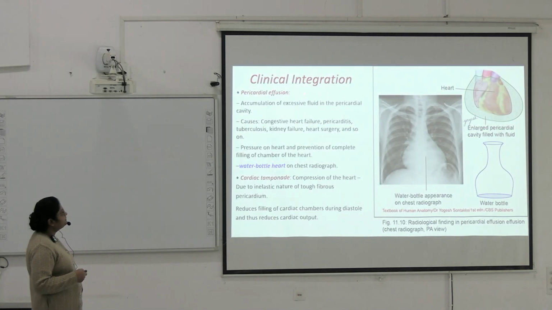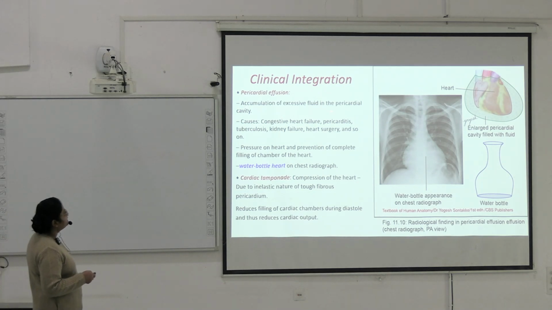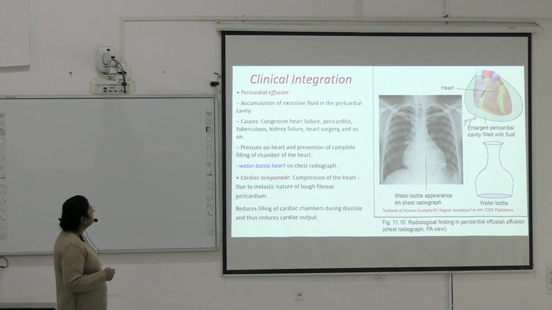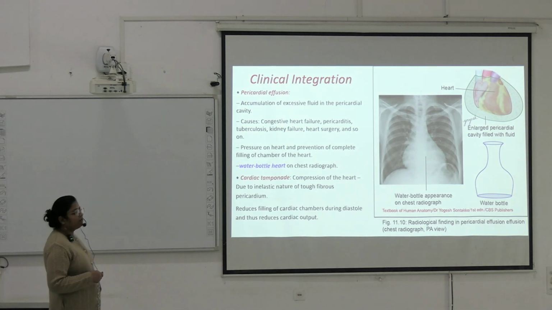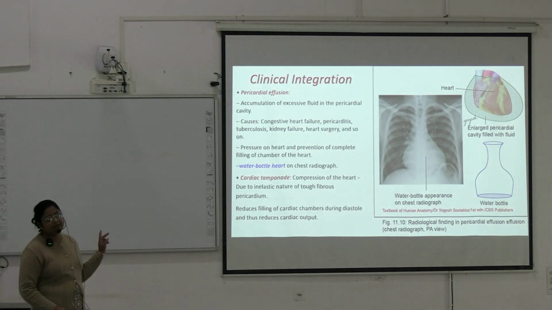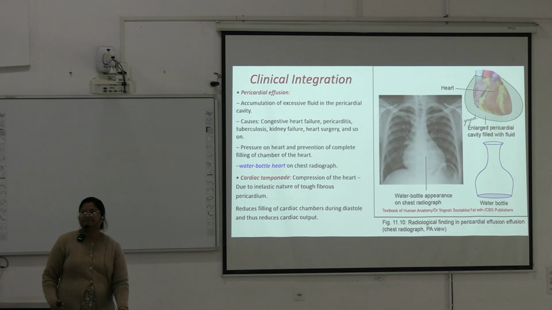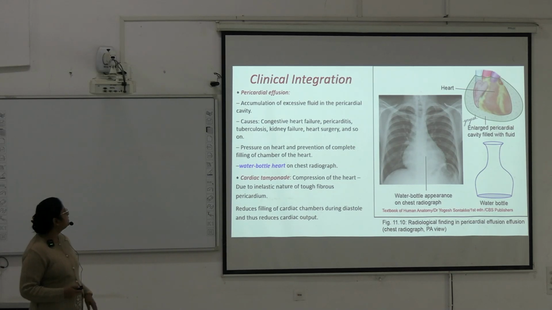So pericardial effusion, what is pericardial effusion? It is accumulation of excessive fluid in the pericardial cavity is known as pericardial effusion. What are the causes? Congestive heart failure. This is an important short note, pericardial effusion. An X-ray of pericardial effusion is also important in your final year, you see the X-rays. Okay, pericardial water bottle shaped heart. Also important for your MCQs.